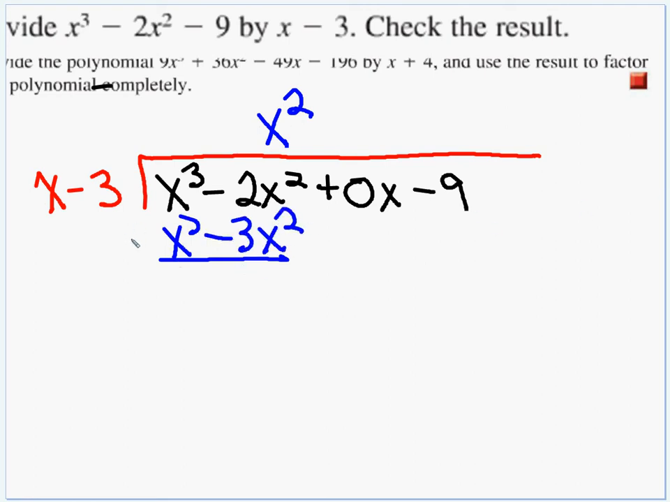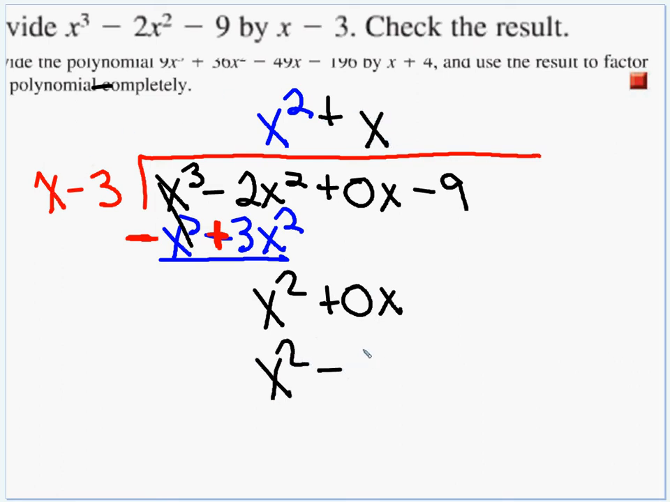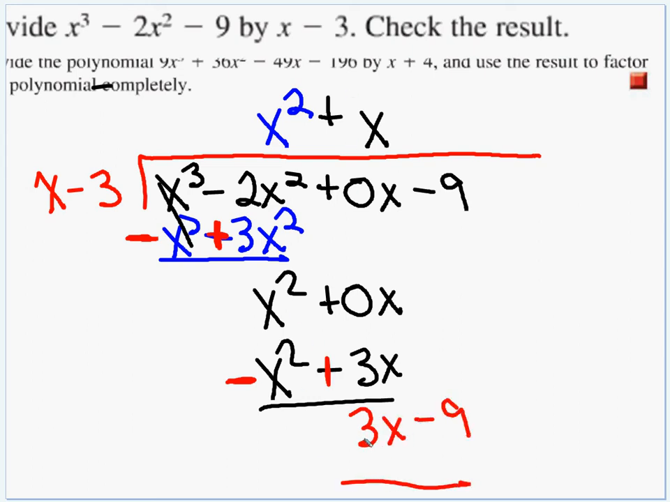And we can subtract or distribute a negative, and now we just add. First column is 0, and then we'll have a 1x squared. Bring down the next term, 0x. We're going to have to multiply the binomial by x, so that'll be x squared minus 3x. Distribute a negative, and then add. So now we got 3x minus 9. Ooh, and this looks good. We need to get rid of 3x, and we've got an x here, so we're going to multiply by 3. And if we distribute that 3, we get 3x minus 9. And no remainder on that one, it looks like.